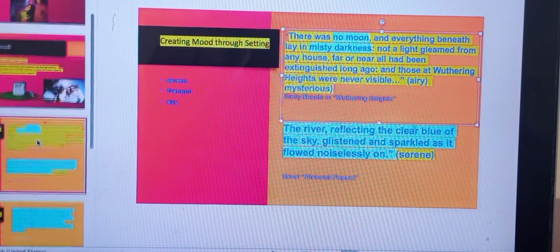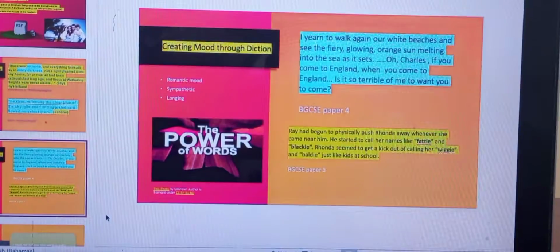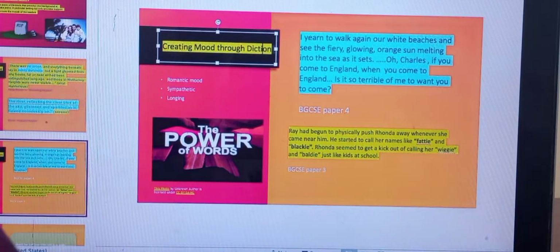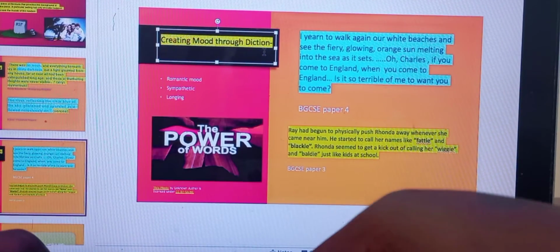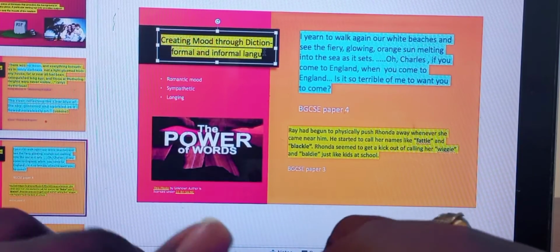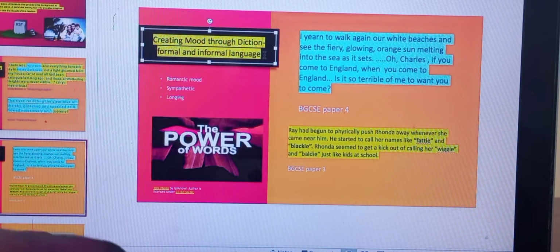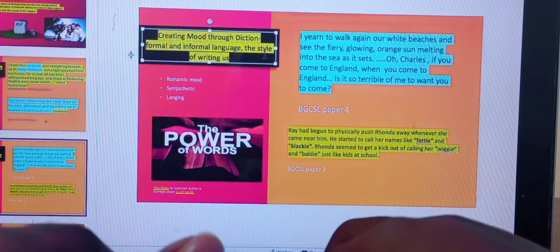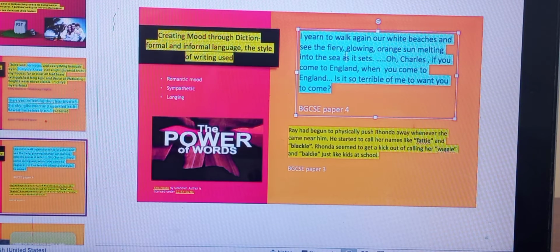Now, let's go a little bit further. We can also find the mood through diction. And diction refers to the words that I use. The diction has to do with formal and informal language, the style of writing. We can say the style of writing used when we talk about diction. So let's look at the words and how it is said.